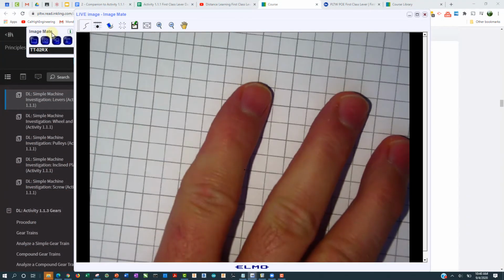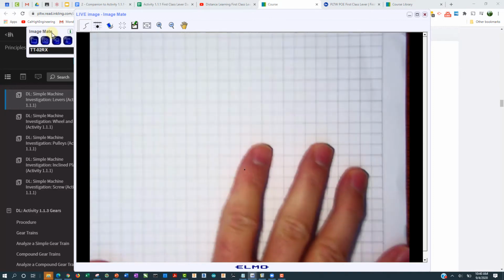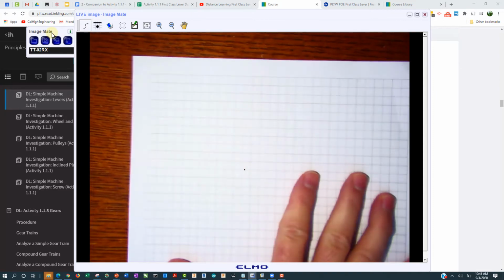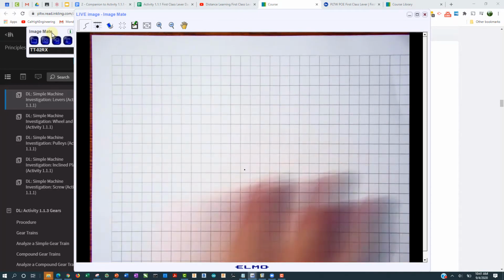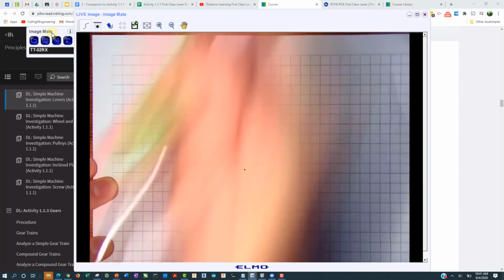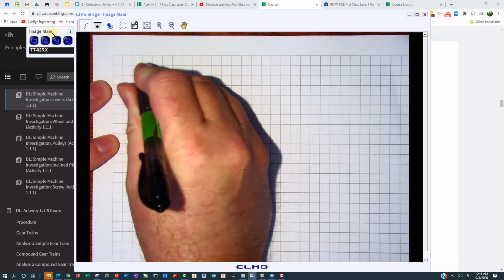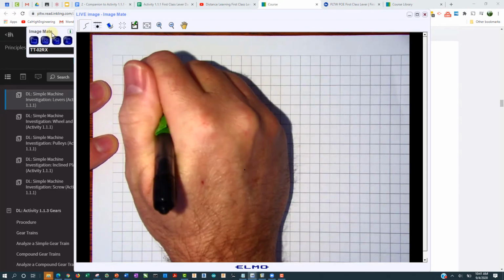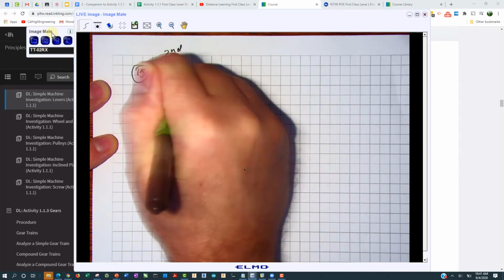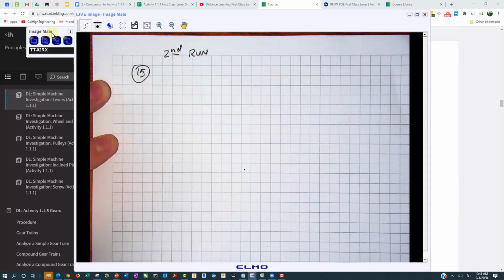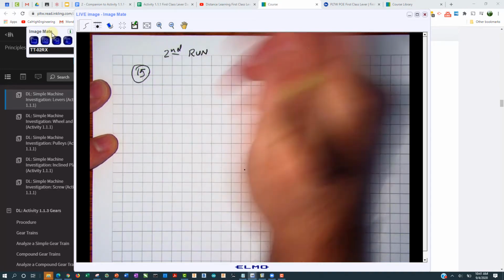There we go. So I'm going to write down, say, number 15, I think it's 15, isn't it? 15. And this is the second run. A run means sort of an experiment. You might do several runs to get large amounts of data, or do it slightly differently. Anyway, second run of first class lever.